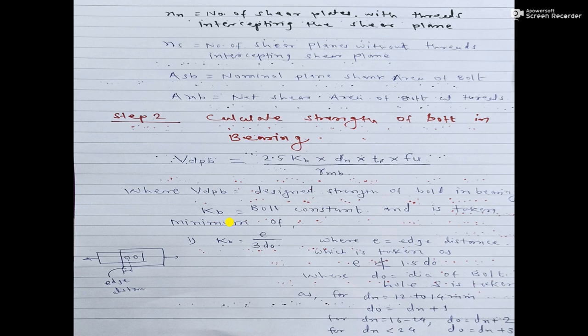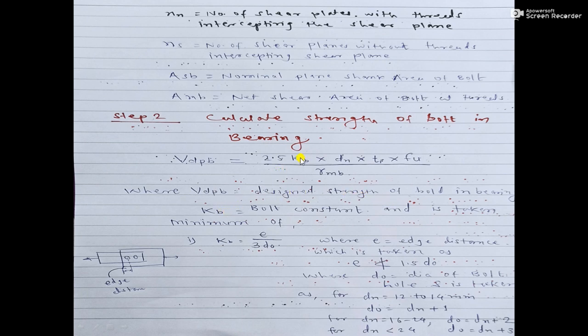This strength of bolt in bearing is calculated by using the formula VDPB. Again, D is for designed strength of bolt in bearing, B is for bearing, and it is given by 2.5 Kb Dn Tp Fu upon gamma MB, where VDPB is design strength of bolt in bearing.